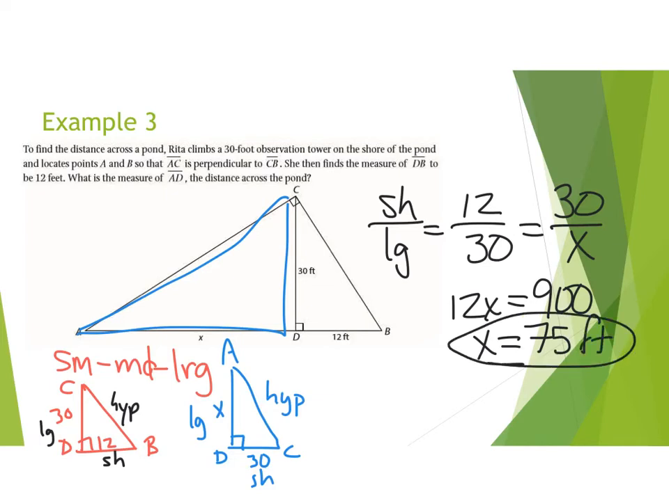Once you have found that, double check that that's the question that was asked. The question is, what was the measure of AD, the distance across the pond? And AD was represented by X, so we have found it.